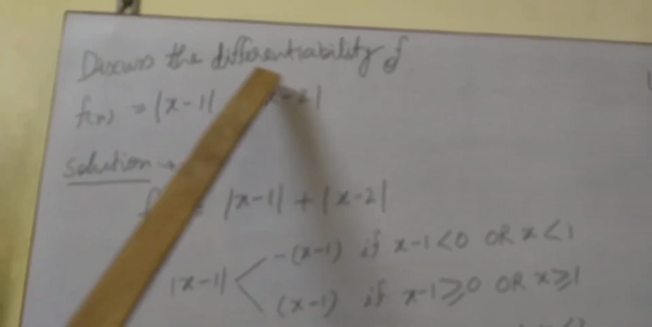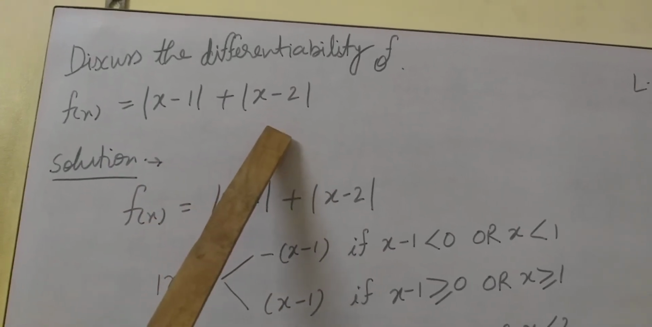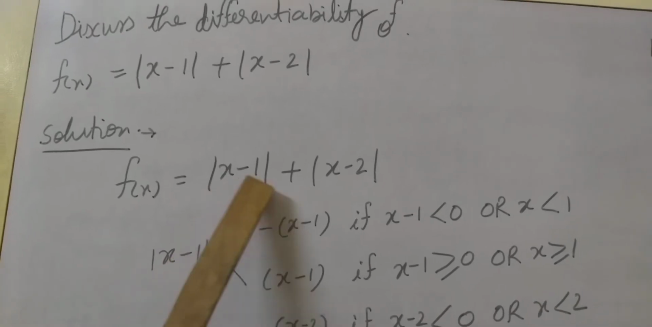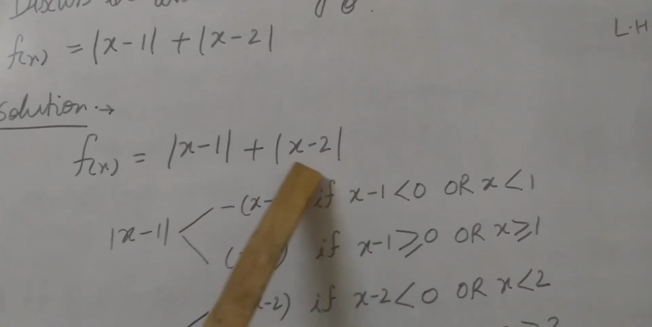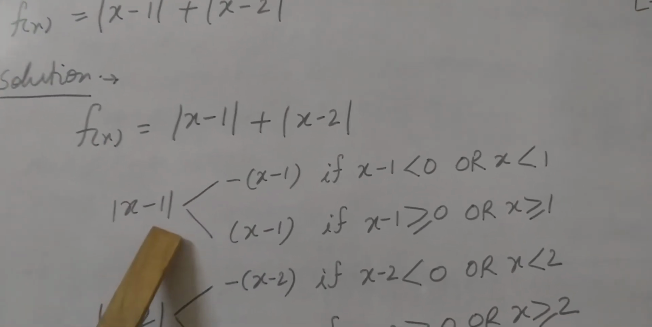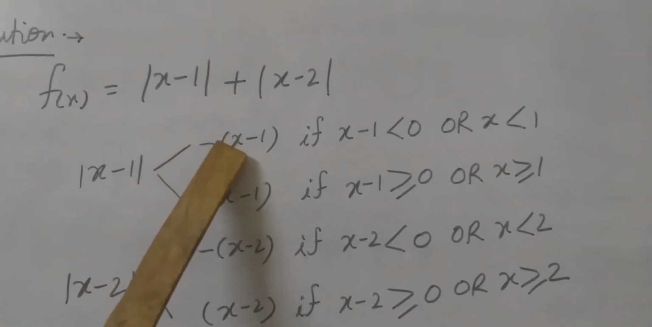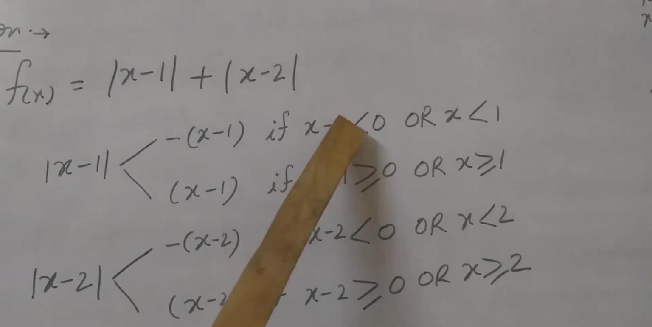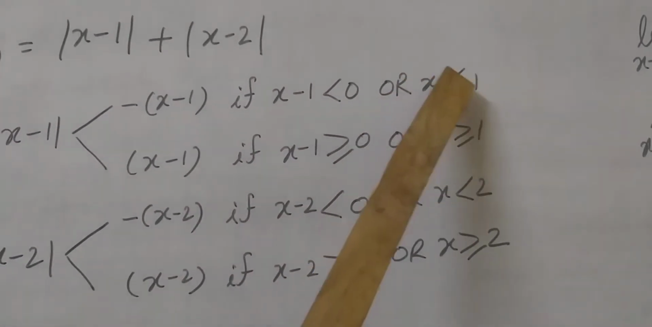Let's discuss the differentiability of f(x) = |x − 1| + |x − 2|. First of all, we have to simplify the function. |x − 1| can be written in two ways: −(x − 1) if x − 1 < 0, or x < 1.